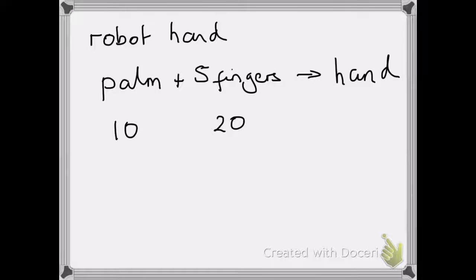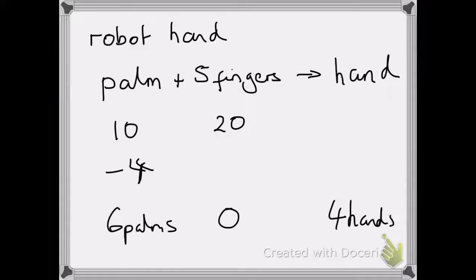So another example here, imagine you have a system to make a robot hand. You need a palm and 5 fingers to make a hand. Imagine you find in a box 10 palms and 20 fingers. You might think that the fingers are in excess. There's more fingers than palms. But actually, because there's the ratio 1 to 5 to 1, if you have 20 fingers, that can possibly react with 4 palms to form 4 hands. So at the end, you'll be left with 6 palms left over, unreacted, no fingers, and you will have 4 completed hands.